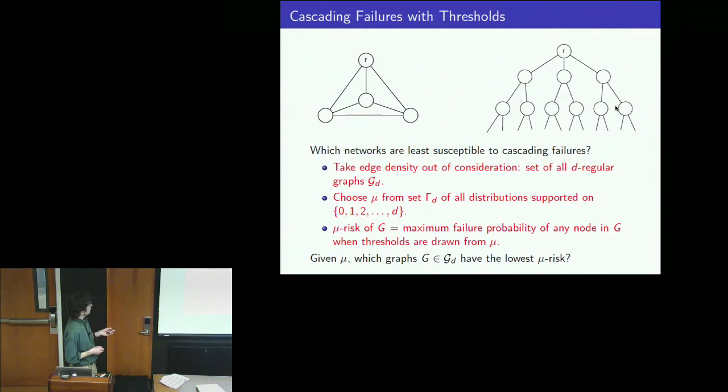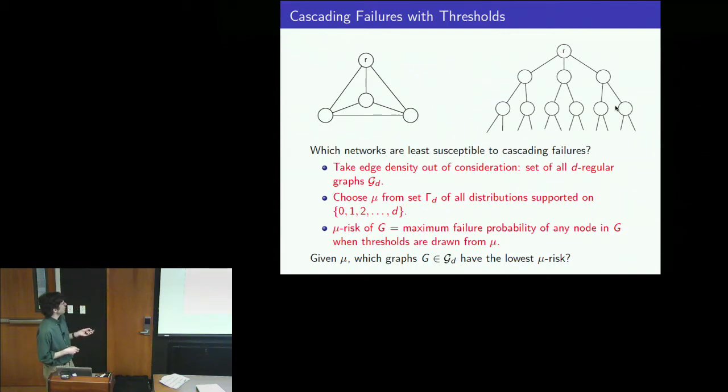So here's the question that we'd like to ask. The main question. We're going to fix a mu, right, a distribution over thresholds. And we're going to look over the space of all graphs, and we're going to say which ones are the safest, which ones are least susceptible to cascading failures. Now, if I just state the question that way, the answer is the graph with no edges is the least susceptible because nothing spreads. So we want to take the edge density out of consideration.